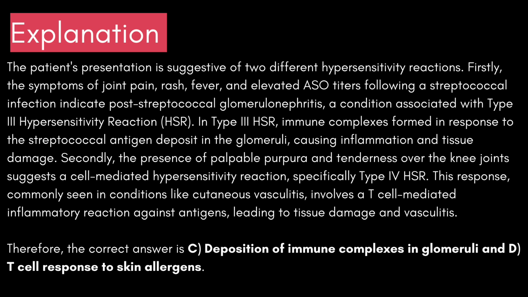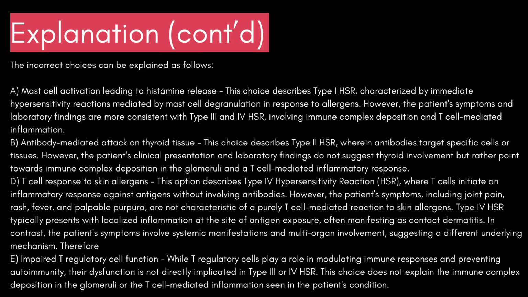Therefore, the correct answer is C, deposition of immune complexes in glomeruli, and D, T-cell response to skin allergens. All right, let's go ahead and see why the other answer choices are incorrect. The incorrect choices can be explained as follows. A, mast cell activation leading to histamine release. This choice describes type 1 HSR, characterized by immediate hypersensitivity reactions mediated by mast cell degranulation in response to allergens. However, the patient's symptoms and laboratory findings are more consistent with type 3 and IV HSR, involving immune complex deposition and T-cell mediated inflammation.